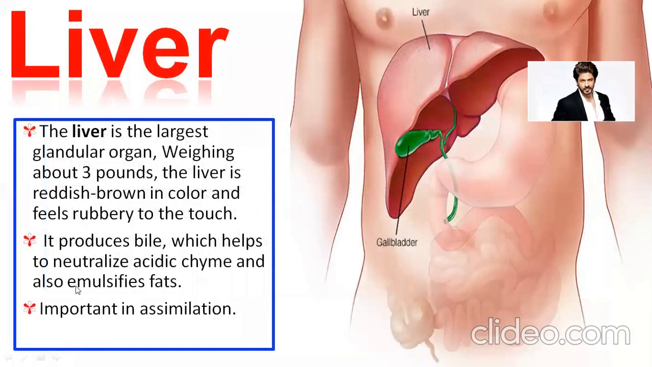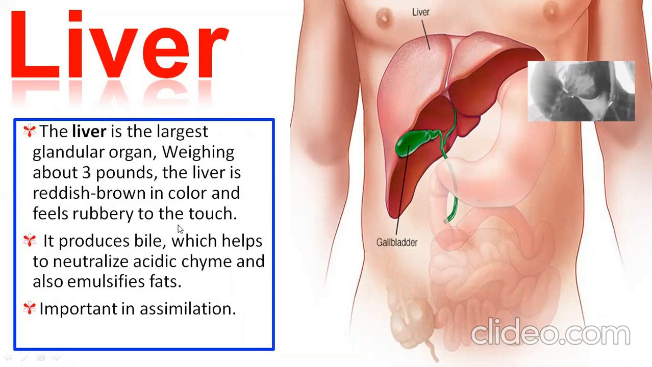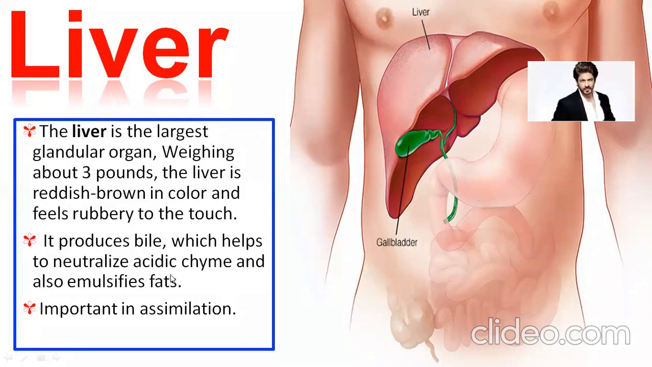Now the liver is the largest glandular organ, weighing about 2 pounds. The liver is reddish brown in color and feels rubbery to touch. It produces bile, which helps to neutralize acidity. What is the function of bile? You have to give this answer: it neutralizes the acidic chyme and also emulsifies fats.